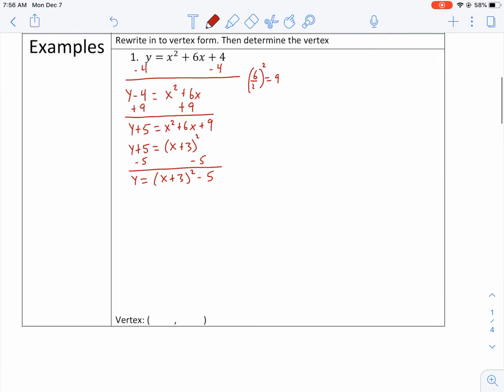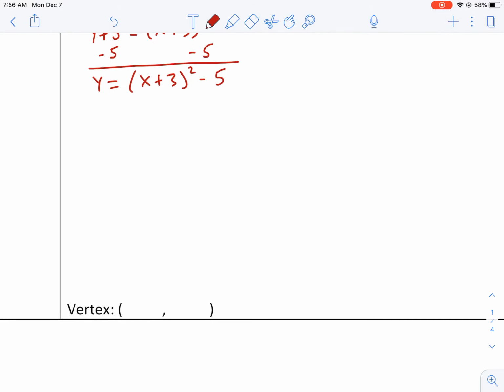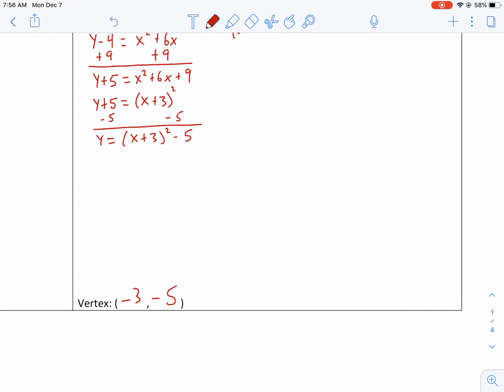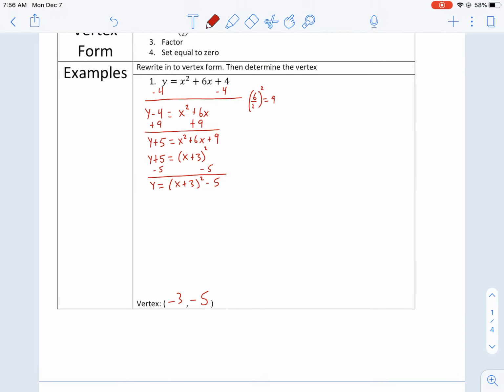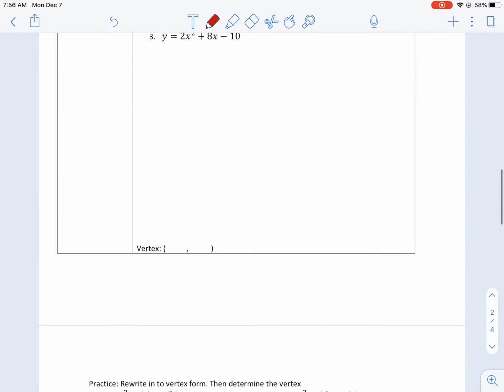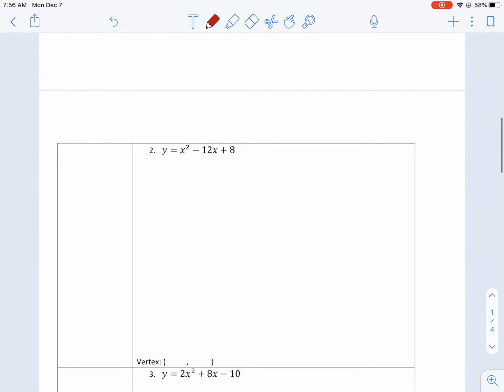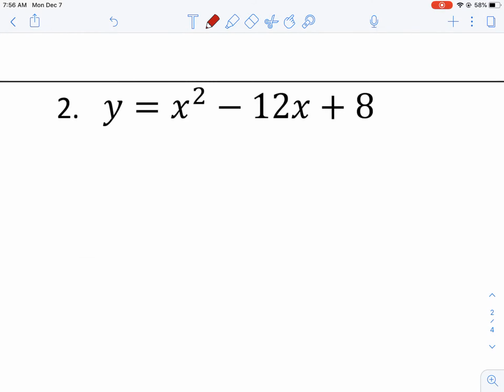So what is the vertex here? The vertex is going to be (-3, -5). So you've got to remember that H value is always the opposite. Plus means to the left. And that's it. So that's what we're doing today. I'll go over a couple more examples, 2 more, just so that you guys have them.